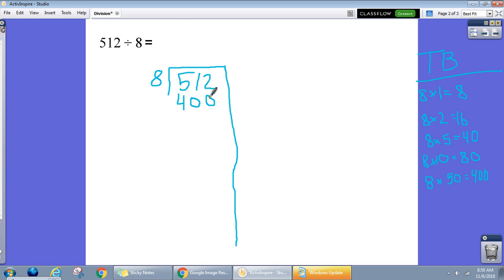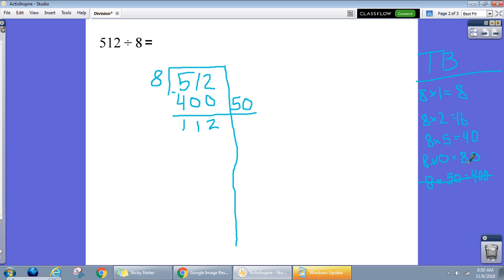400. And how did I get 400? 8 times 50, so I write it down the side. Now I can do my subtraction. 2 minus 0 is 2. 2 minus 0 is 2. 1 minus 0 is 1. 5 minus 4 is 1. Now I have 112. Can't take out 400 again.